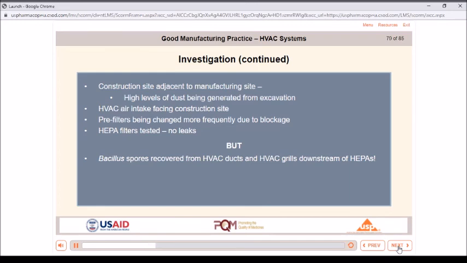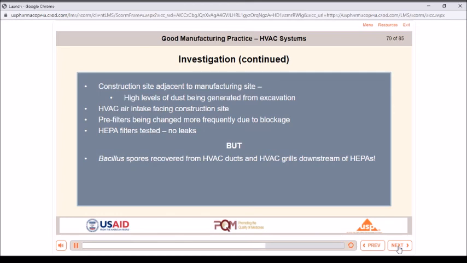However, the investigation was extended to the HVAC supply, and a number of contradictory findings were reported back to the team. The HVAC air intake for all of the AHUs was facing the construction site, and dust from the construction site was being taken into the AHUs. This had led to a need to change the pre-filters more frequently to avoid blockage. This was already known to the facilities group, but had not been reported as an issue or an adverse trend because it was not considered to be a cause for concern.